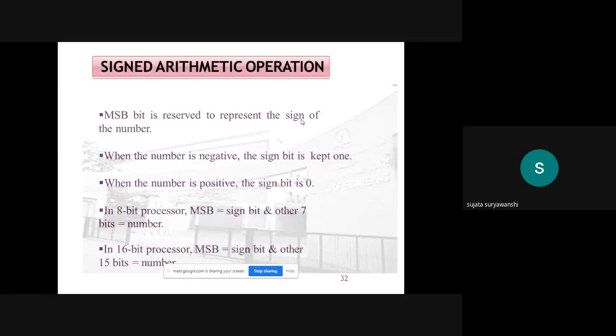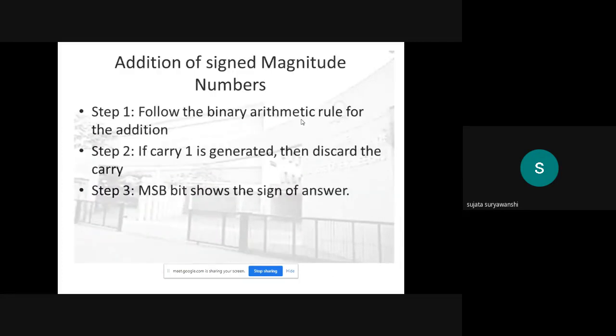MSB bit is reserved. That one is already covered in the previous lecture. We will directly see how addition is done in sign magnitude numbers. Here the first step is to follow the binary arithmetic rule for addition. The second step is if carry 1 is generated, then discard the carry.